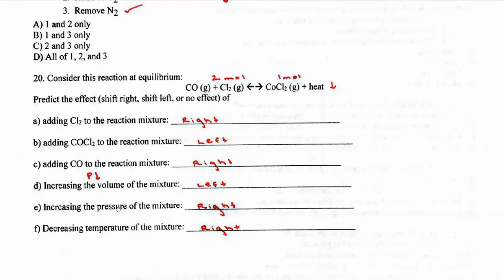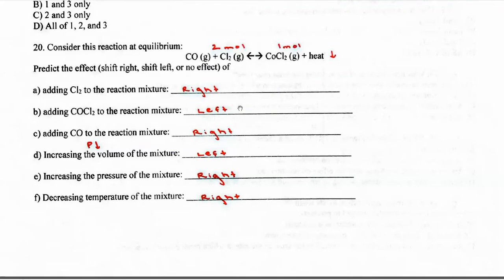As soon as I'm talking about volume or pressure and I'm dealing with gases, I've got to add up the number of moles. So I've got 1 mole of gas here, 1 mole of gas here. You just look at the coefficient, so that's 2 total, and then 1 mole here. If I increase volume, that causes a decrease in pressure, so I'm going to shift to the side with more moles of gas, to the left. If I increase pressure, I shift to the side with fewer, so that's to the right. If I decrease temperature, I'm going to shift to the right to make up for this loss of heat.